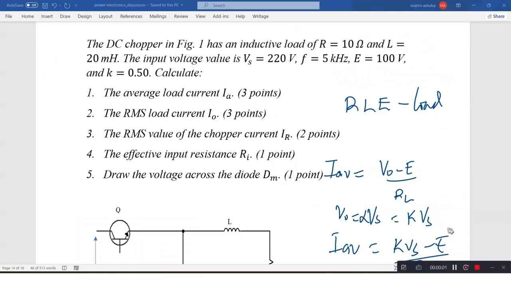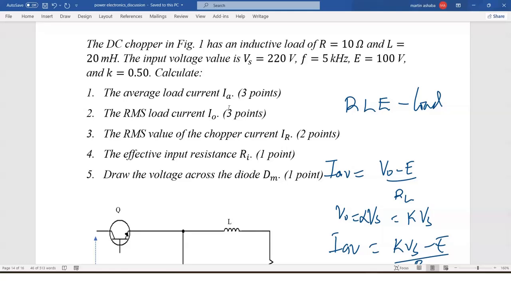So in this question, we are looking at a DC chopper that has an inductive load with a battery attached on each side, and then this chopper being supplied with a voltage at a given frequency. Then its duty cycle is also provided.